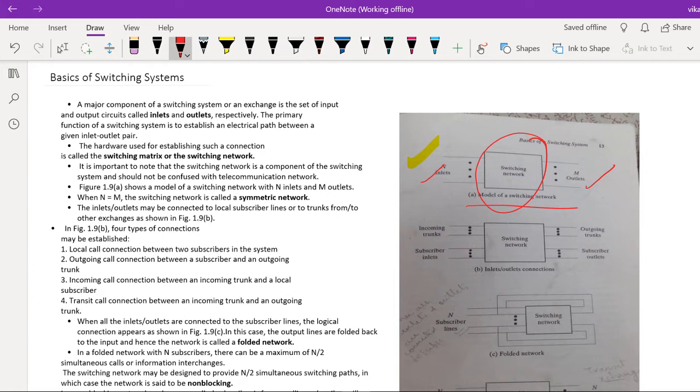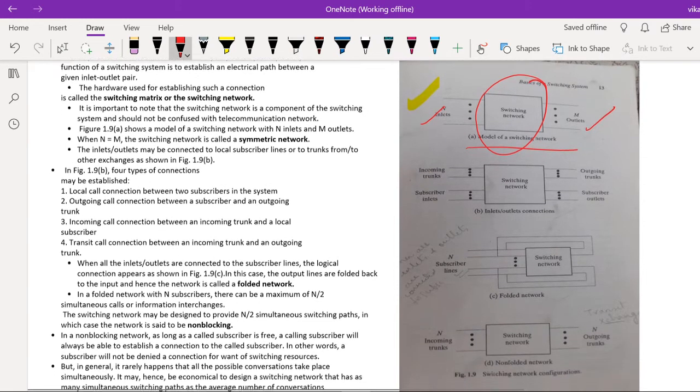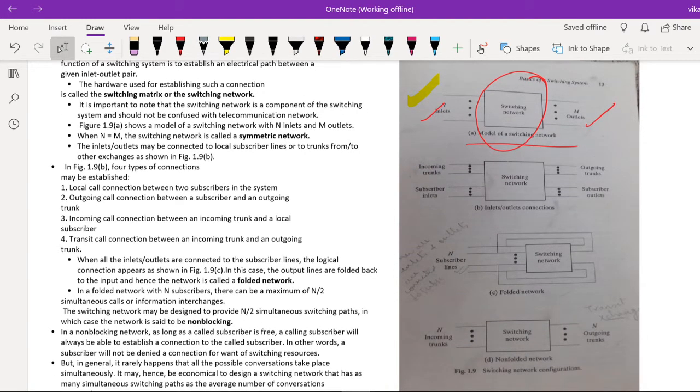Now, moving on. Figure 1.9a shows a model of a switching network with n inlets and m outlets. When n is equal to m, the switching network is called a symmetric network. The number of inlets is equal to the number of outlets. So anytime you are asked to define a symmetric network: a switching network with the number of inlets equal to the number of outlets is called a symmetric network. Now these inlets or outlets may be connected to the local subscribers or to the trunks.